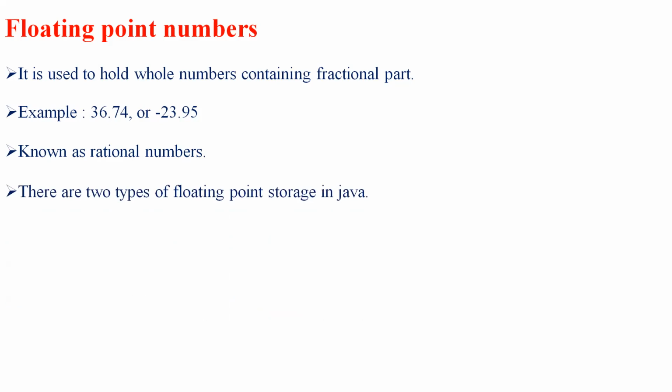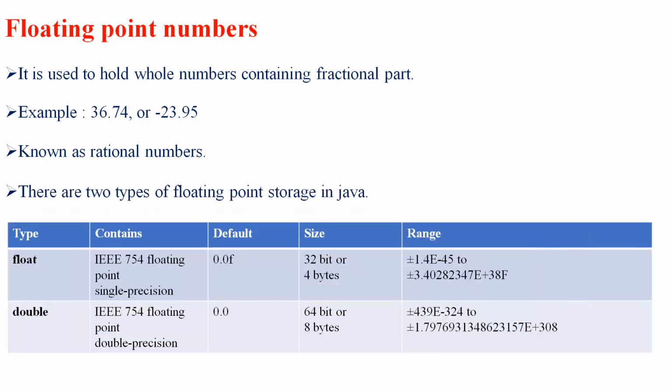So there are two different types of floating point storage in Java programming, and they are float as well as double. When I talk about a float, it holds a whole number containing a fractional part, but it is used for single precision values.